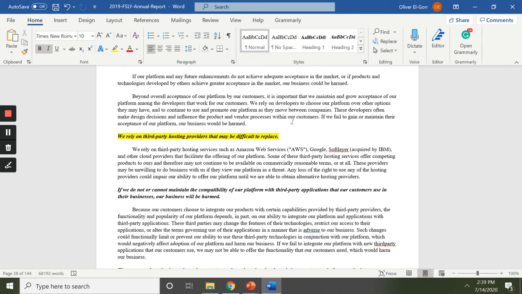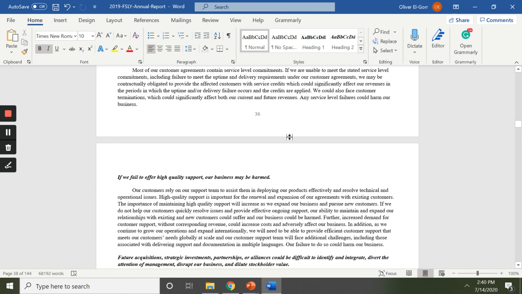So, for example, if Amazon says to them one day, hey, we now view you as a direct competitor. As such, we won't allow you to use our hosting service. So that's something to be aware of. And it's a very company-specific risk. That's what you're looking for here. You're not looking for generic risks like Forex or taxation. You're looking for risks to this specific business in the 10K report.